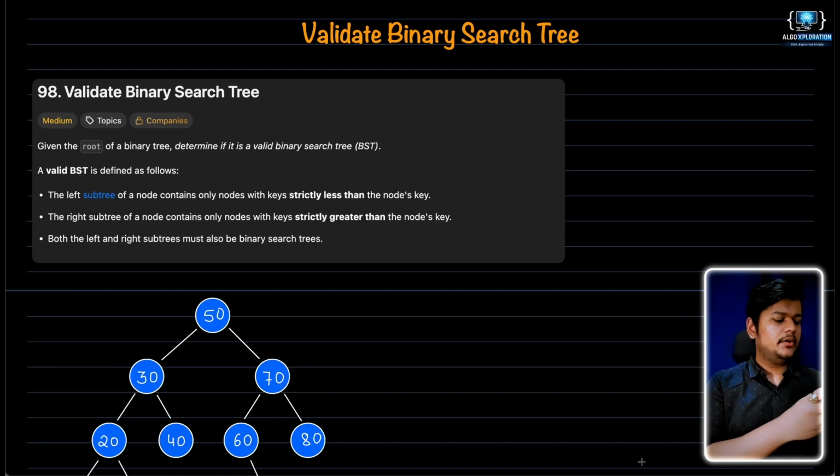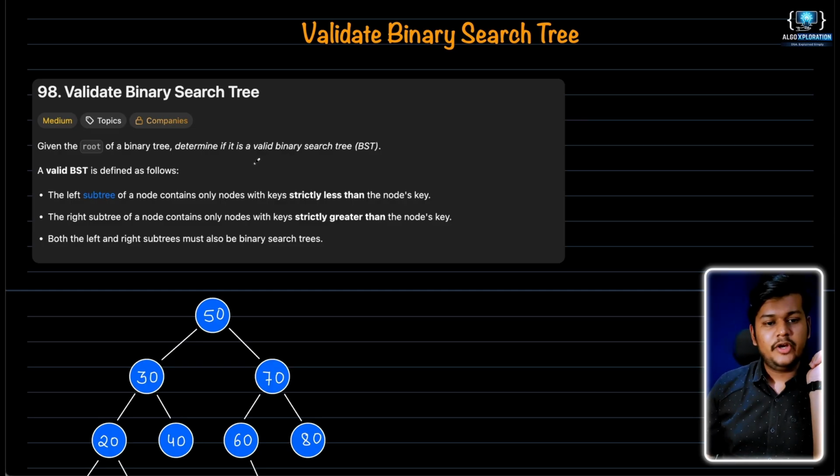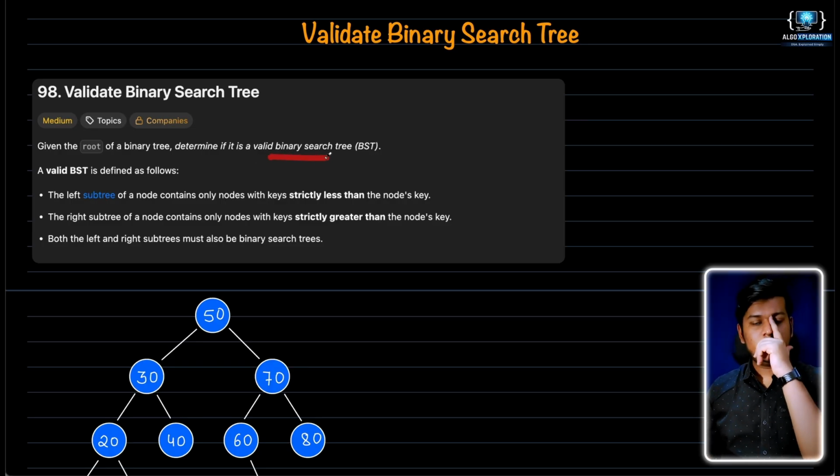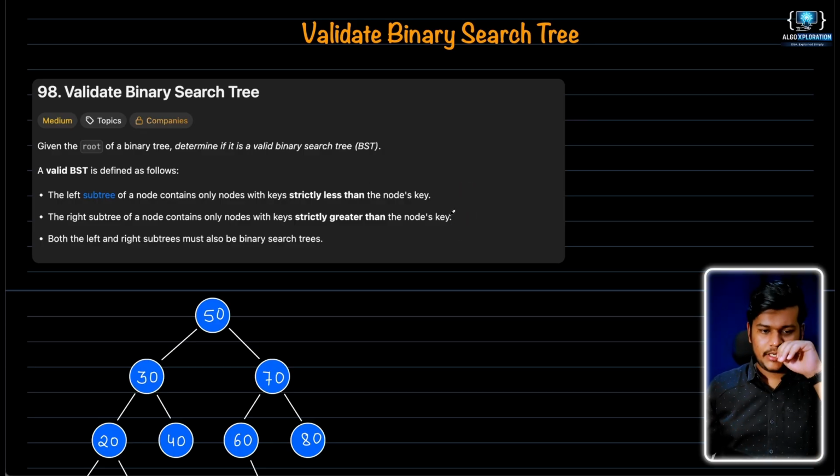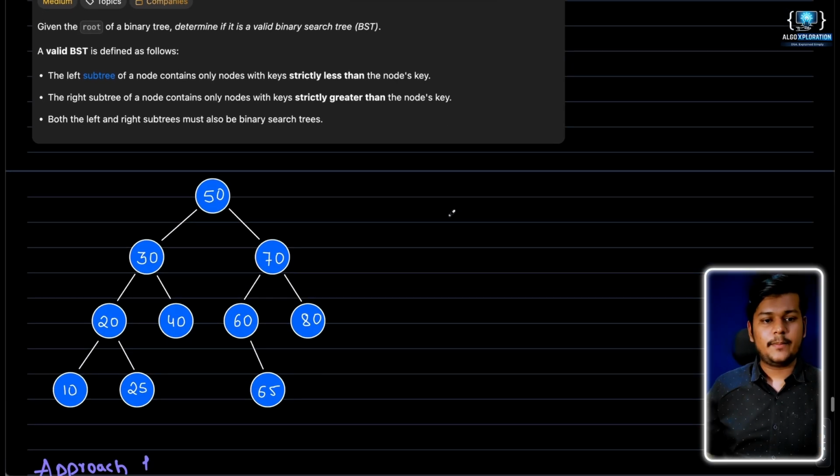Okay, so let's see the problem statement first. Over here, they will be giving us the root of the binary tree and we need to validate BST. If you don't know anything about BST, you can read it on your own as well. But I feel that these statements are a little complicated, so I'll just explain this in a simple manner.